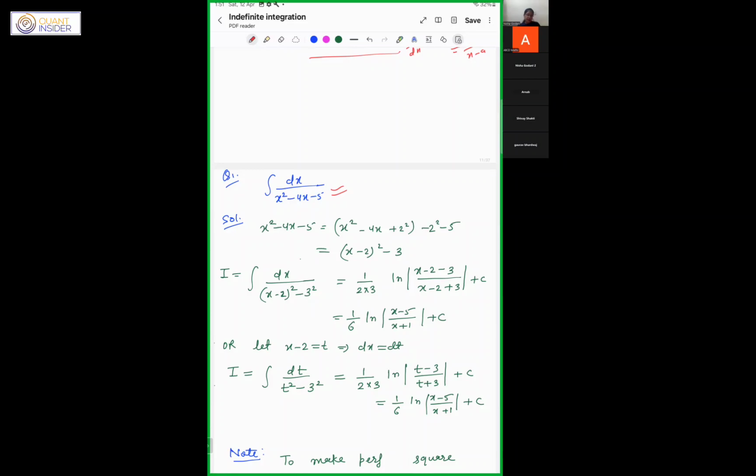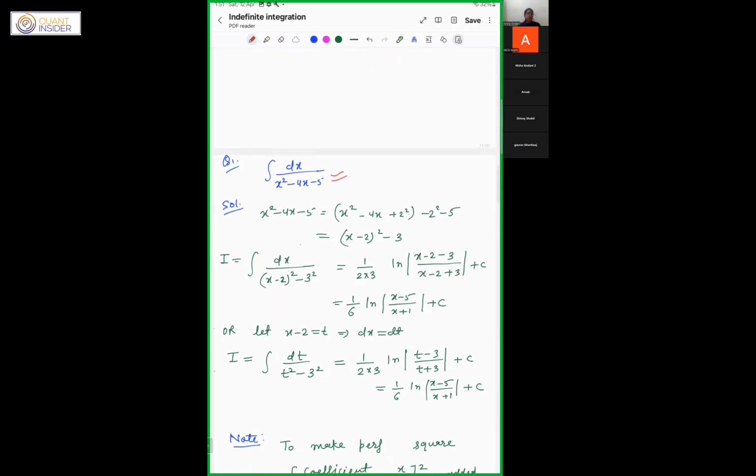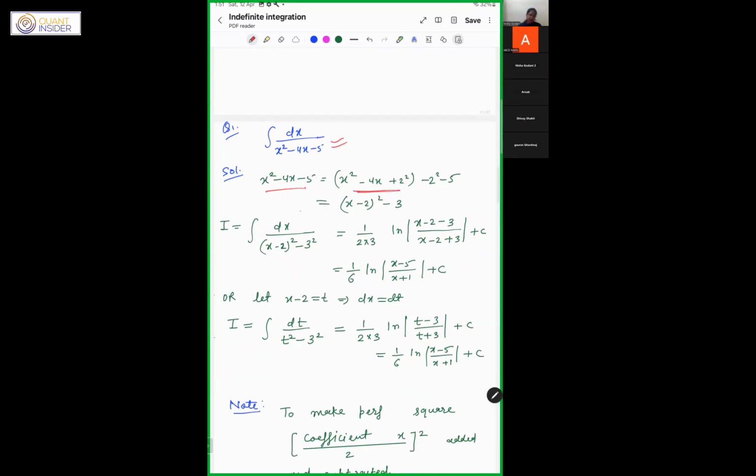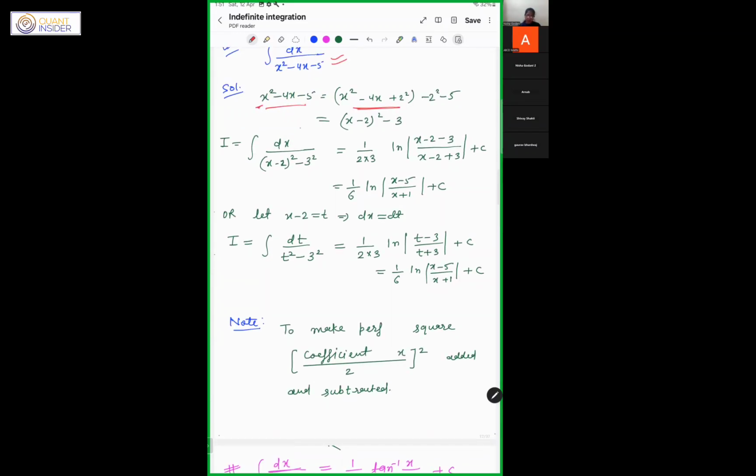Then now in this question one, this is not of the form x square minus a square or a square minus x square or like that, for which we have formulas. So we need to convert this. So we have the function x square minus 4x minus 5 in the denominator. So what can we write? First we make a perfect square. So how to make a perfect square? See, whenever you have the coefficient of x square as 1, what you have to do to make a perfect square is take the coefficient of x, divide by 2 and then take the whole square.